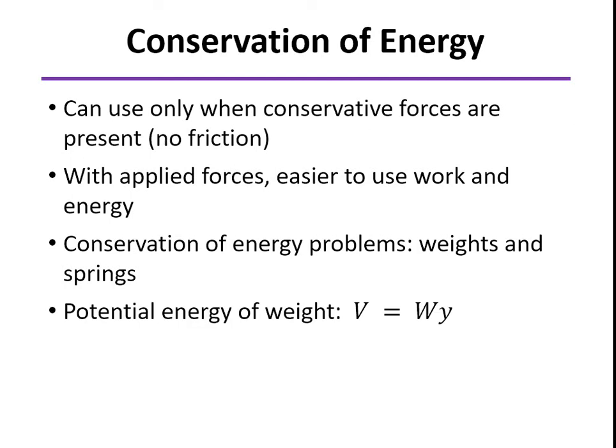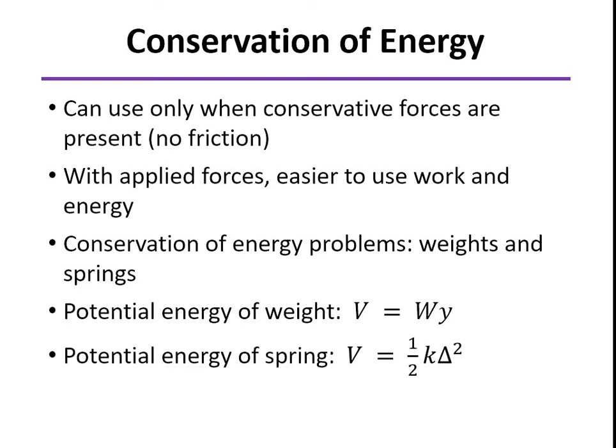So a weight's potential energy is simply W times y, where y is the distance above some datum. And the potential energy of a spring is 1/2 k delta squared. And delta, of course, would be measured from the unstretched length of the spring.